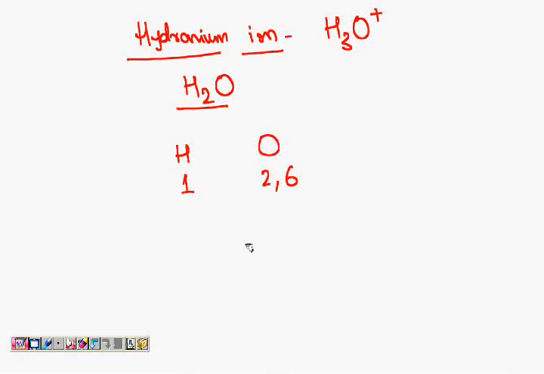So the valency of hydrogen is 1. For the valency of oxygen, there are 6 electrons in the outermost orbit. It needs 2 more to make an octet, so its valency is 2. If you exchange these valencies, the formula becomes H2O. We will just show with the help of a diagram quickly the formation of water molecule.